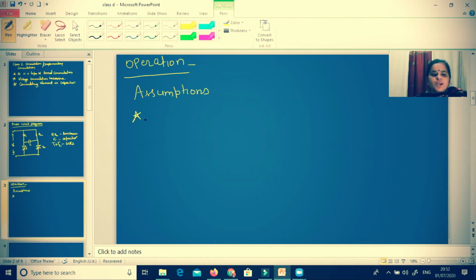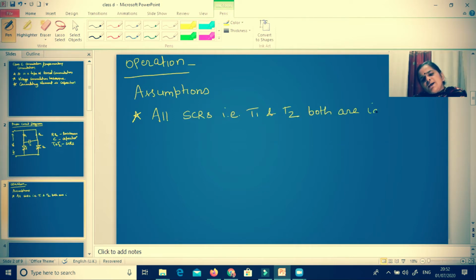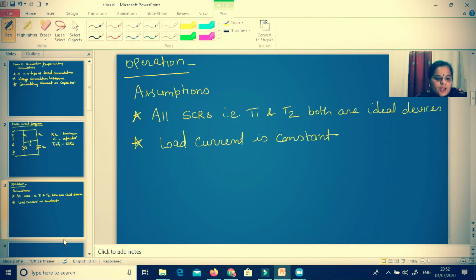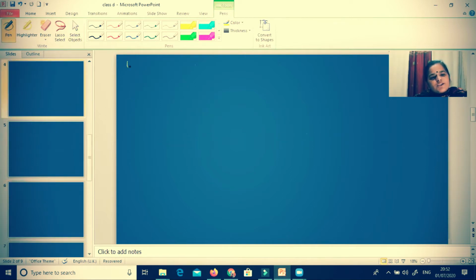Number one assumption is all SCRs, that is T1 and T2, are ideal devices. Ideal devices means when they are turned on, they will act as a short circuit. There will not be any turn on resistance. The second thing is load current is constant. Now let us discuss its operation.